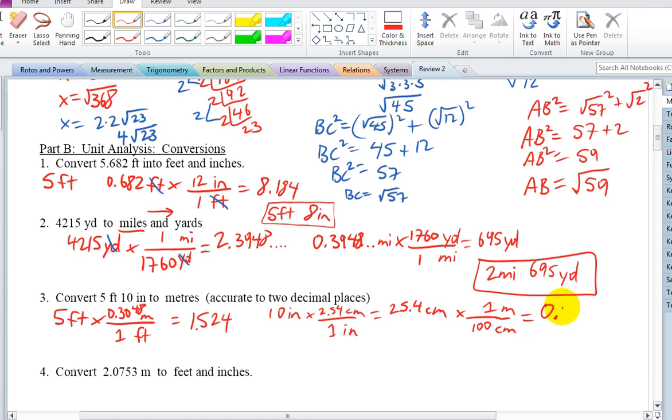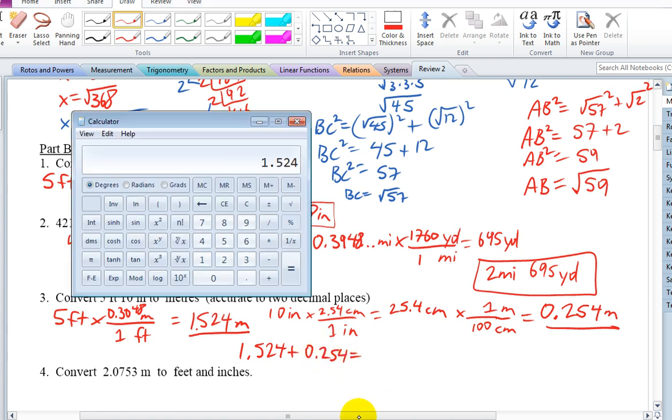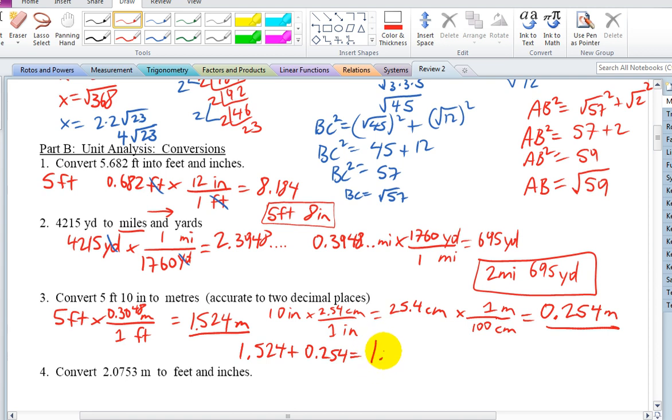But a lot of you just know, oh, I just moved my decimal place. Okay. So I have some meters at the front. I have some meters at the back. What do I have to do? Put them together. Gotta add them up. 1.778 meters. Now, why did I just get this question wrong?